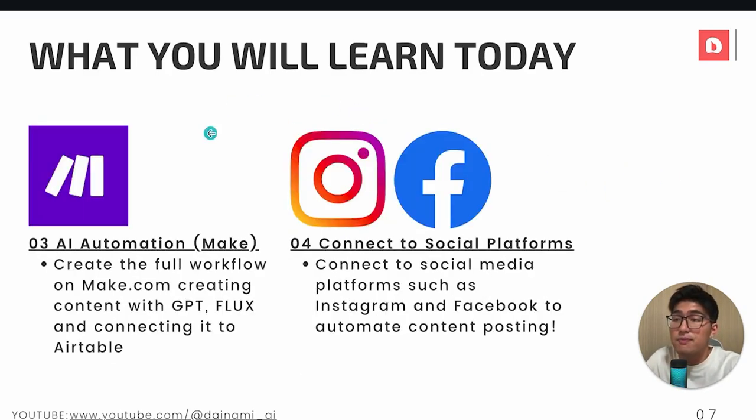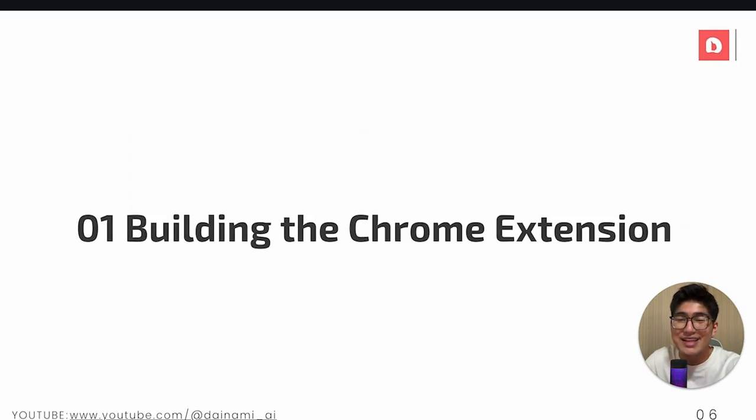Moving on, we then will be completing our whole automation workflow using Make to create content using GPT, Flux, and connecting it with Airtable. And last but not least, we will connect it to social media platforms such as Instagram and Facebook to automate our content posting. Alright, and so without further ado, let's get right into the building. And the first thing we're going to do is to build the Chrome extension.